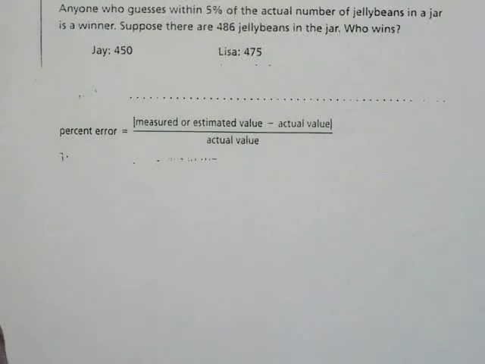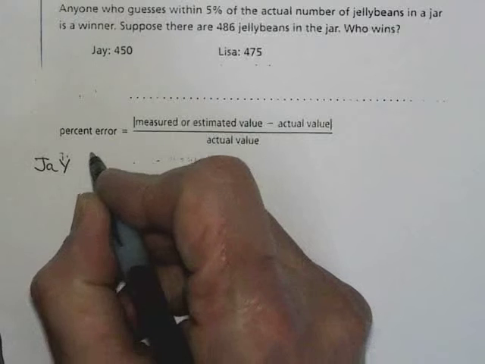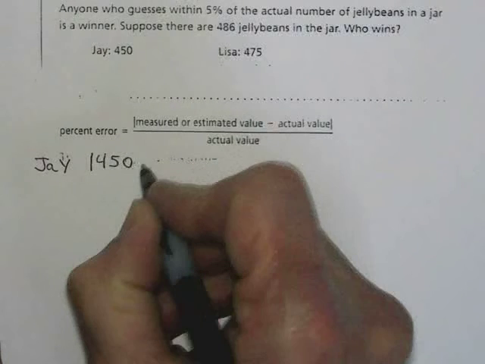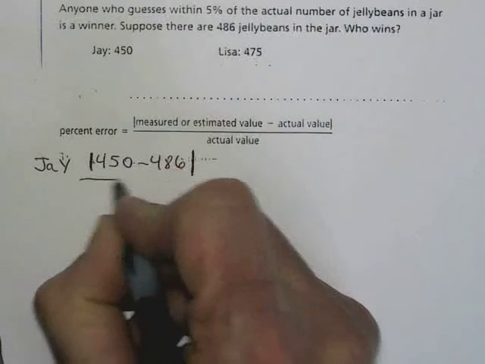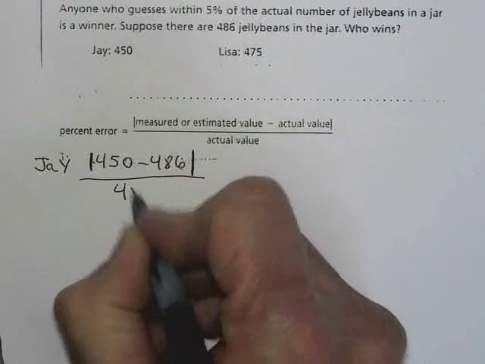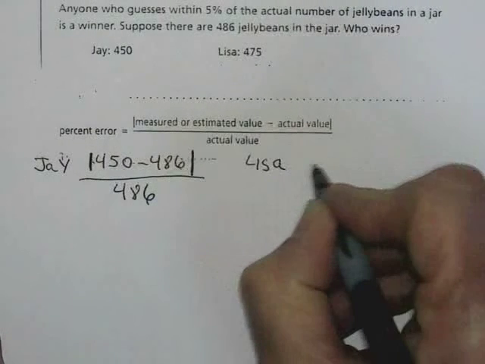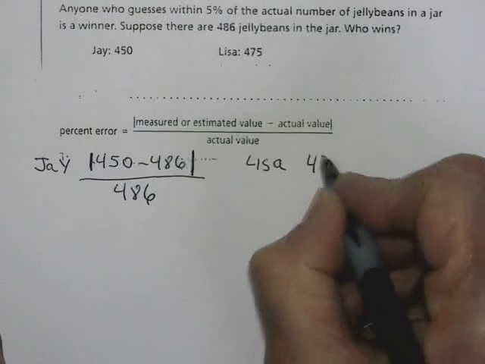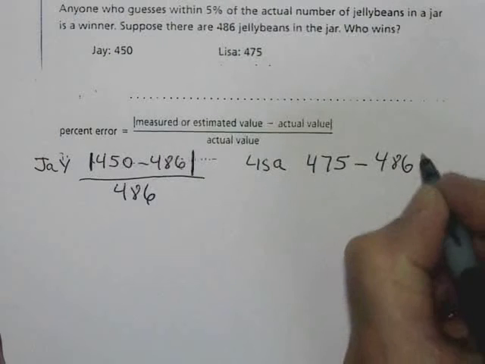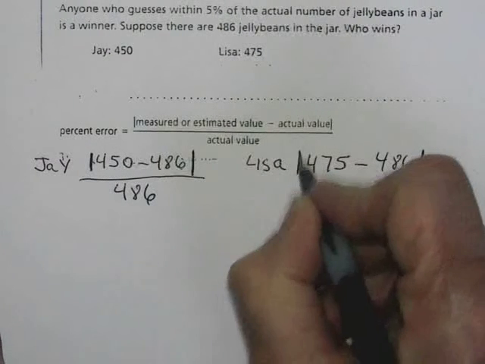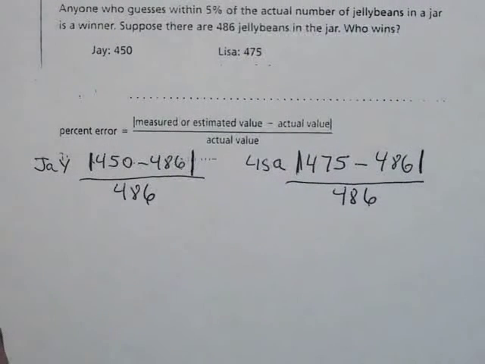Well, for both of these, let's see, we have Jay, and his guess is going to be the absolute value of 450 minus 486. Remember, these are absolute value symbols, divided by the actual value, which was 486. And let's see, we have Lisa, and her estimate was 475. We're going to subtract the actual value from that, which was 486. Once again, absolute value symbol. And then we're going to divide that by the actual value, which is 486.